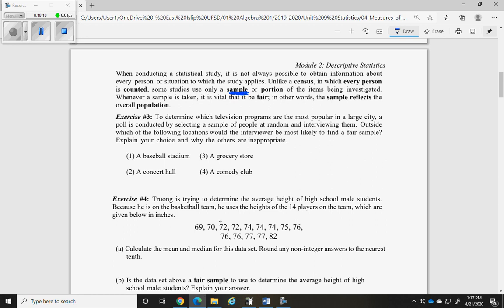So on number 3, to determine which television programs are most popular in a large city, a poll was conducted. Which one would be the most fair sample? Standing outside of a baseball stadium, standing outside of a concert hall, standing outside of a grocery store, or standing outside of a comedy club? Which one would be most fair? I would say choice 3.